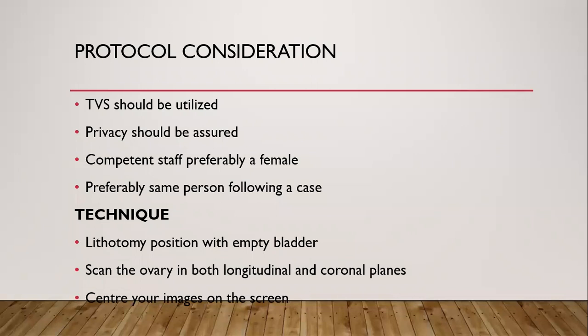Then we need to scan the ovaries in both longitudinal and sagittal planes. Then when we get to locate the ovaries, we need to centralize them on our image, on our screen, as we get to do the measurements. There are those that have ovaries which are more anterior, probably anterior to the uterus. You may need to apply a bit of pressure on the lower abdomen to visualize the ovaries. You just need to find a way of visualizing them.